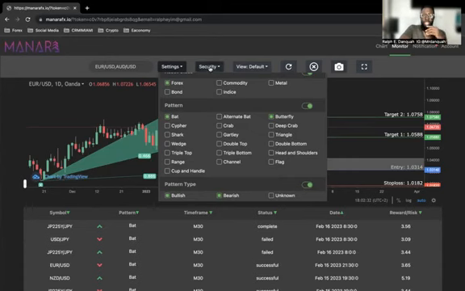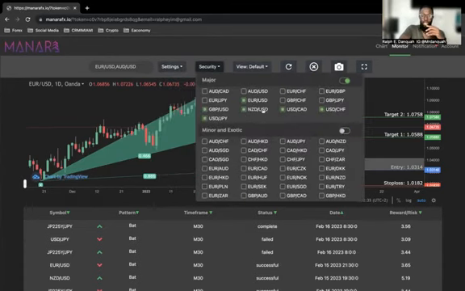Okay, then we have security. Security is where you can pick your pairs, certain pairs, depending on what time you want to trade, depending on what session you want to trade. There are 4 different sessions. We have New York, London, Tokyo, and Sydney. Those are the 4 different sessions. So depending on where you are in the world, you want to choose pairs that pertain to these sessions.